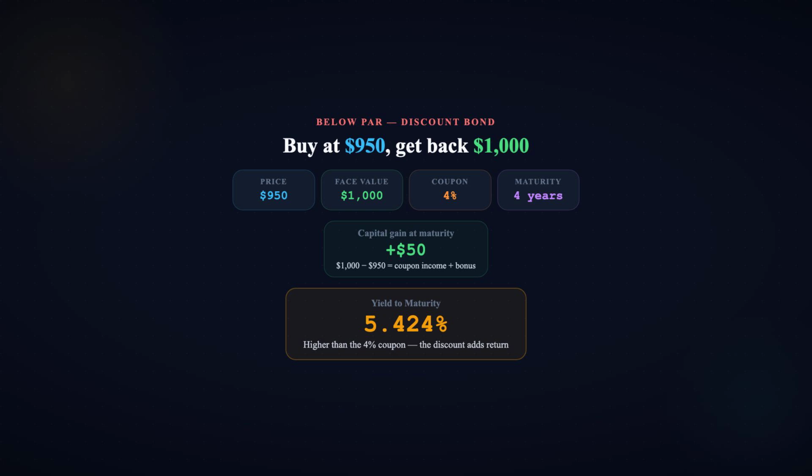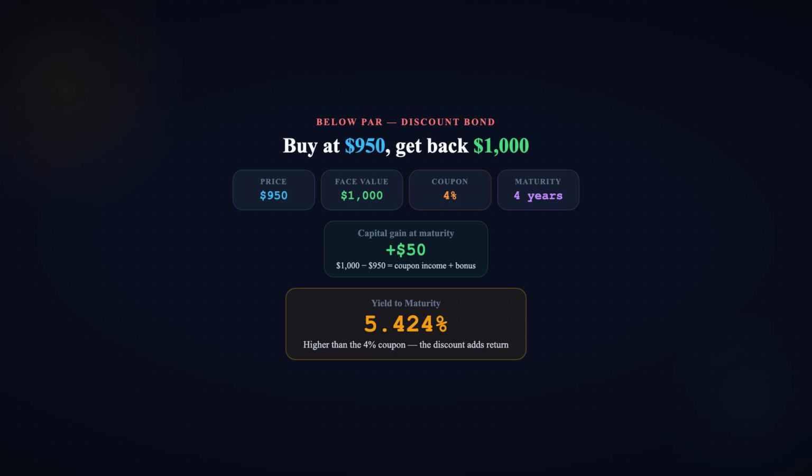How much higher? The yield to maturity for this bond is 5.424%. That is the discount rate that makes the present value of all 4 coupons plus the final principal payment equal to exactly $950. Here is the intuition. When you buy below face value, you earn the coupon rate plus a bonus from the price discount. The deeper the discount, the higher the yield.